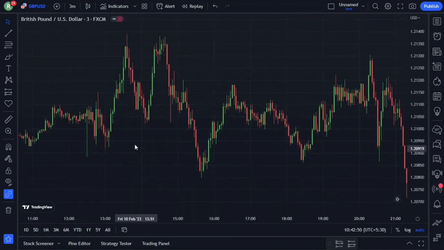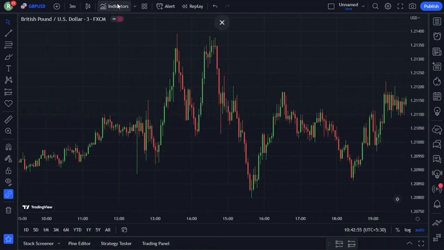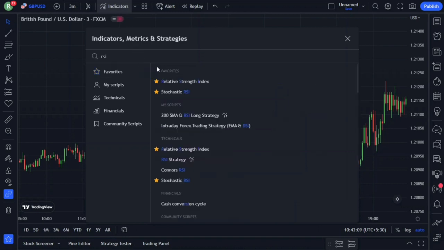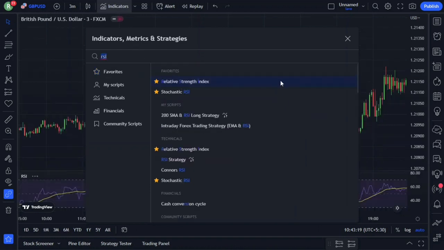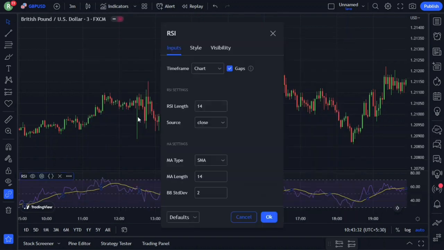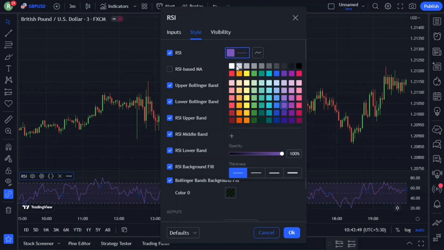Alright, so now let's add our first indicator to our chart. Let's start by adding the RSI indicator. To add indicators to our chart, we click on the Indicators tab and type RSI in the search box. Add it to the chart. I'm going to make some changes to its settings, so go to the indicator settings. Change the RSI length to 8. And in the Style tab, untick the RSI-based moving average. Also, I'll make the RSI white to make it more noticeable.